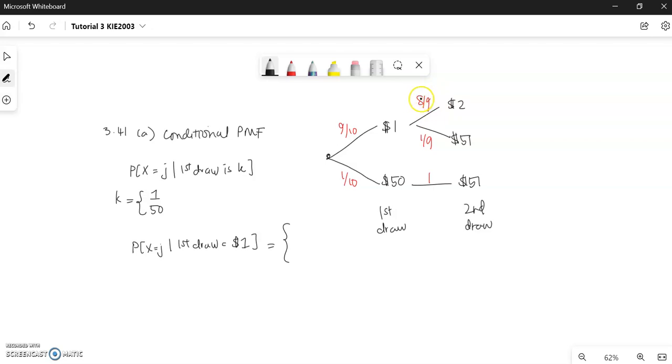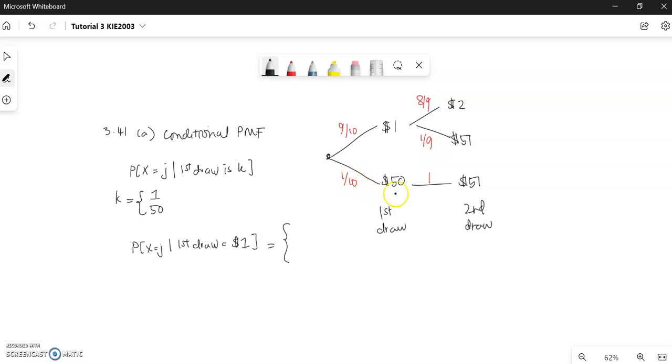The probability is 8 out of 9, because you have taken 1 out. So in total you are left with only 9 possible outcomes, with only 8 $1 bills, right? And the possibility of getting 50 has a probability of 1 out of 9.